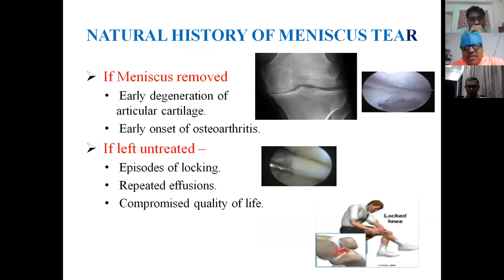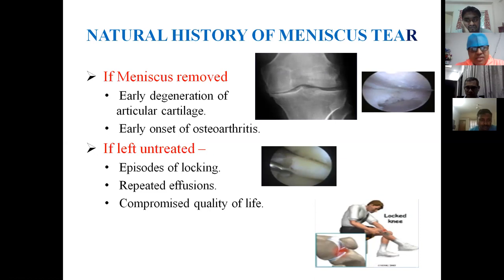Natural history of the meniscal tear. What happens if the meniscus is torn? If the meniscus is removed, degeneration will occur early. That's why nowadays they want to repair the meniscus. Early onset of osteoarthritis will develop if the meniscus is removed. But if the meniscus is left untreated, what will happen? Definitely there are some symptoms. The most important symptom and sign is locking, which is a big problem for the patient. Other symptoms also occur, like effusion. And if meniscal injury is not treated, the quality of life will be compromised.